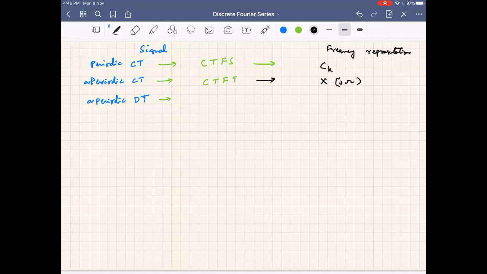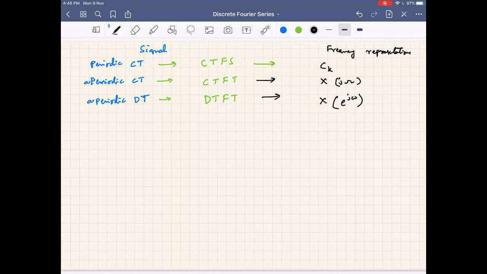And for aperiodic discrete time signals, we apply discrete time Fourier transform to get the frequency domain representation X of e power j omega. Please note that it is aperiodic, so we get a continuous frequency domain representation. However, this is also periodic due to the nature of discrete exponentials. And please note that a periodic continuous time signal will give rise to discrete coefficients.